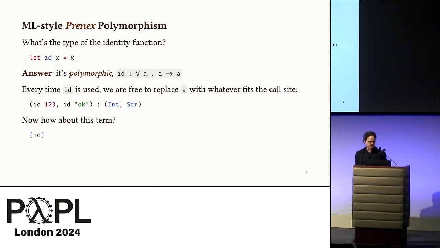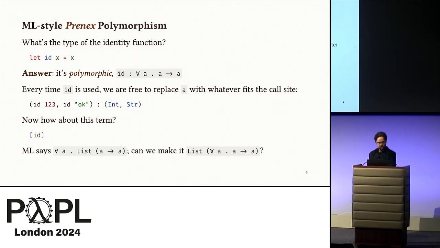And now, how about this term, which puts the id function inside a singleton list constructor? So what ML says is that this has type for all A, list of A to A, but we can also make it list of for all A, A to A, which requires a more advanced type system than ML, but is also more precise because the type of this list is the type of list that contains polymorphic functions, right? Whereas the elements of the list in the other type are monomorphic.